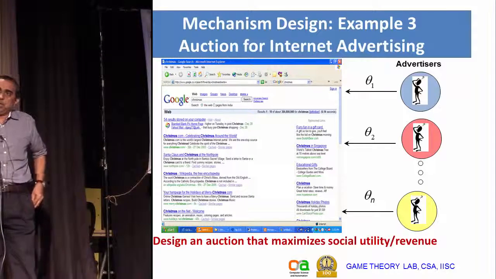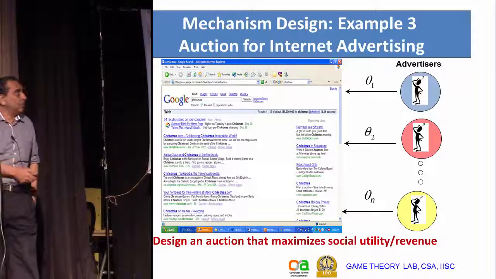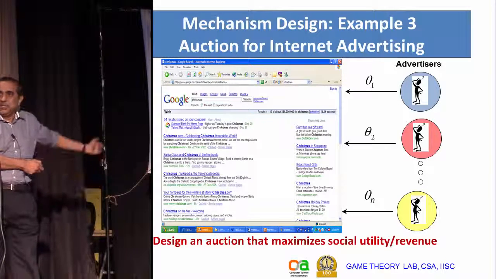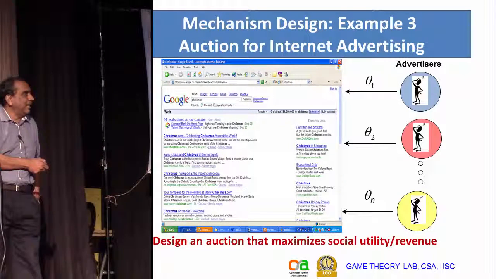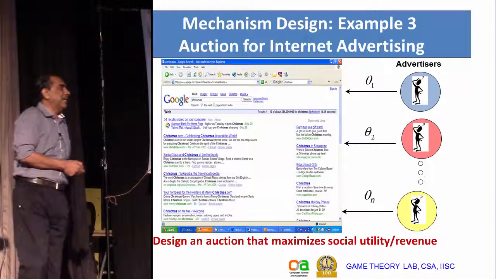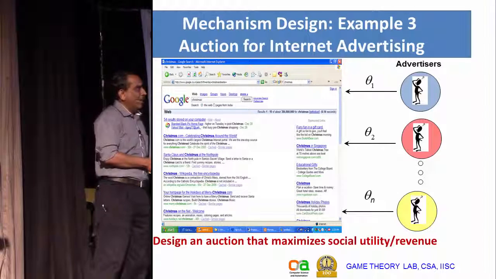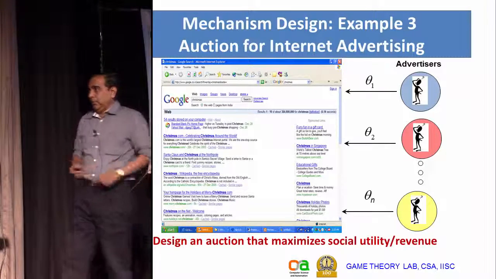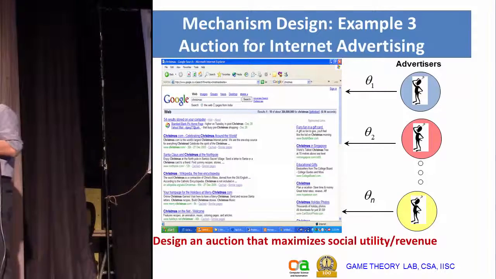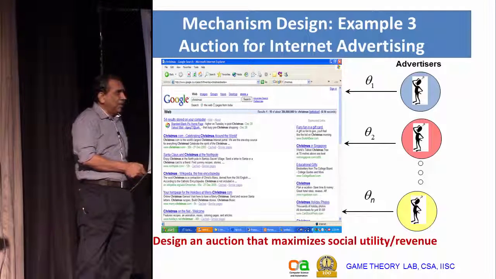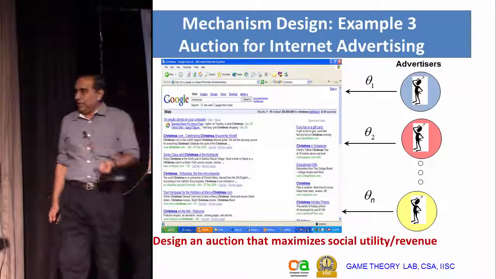A search engine like Google has the so-called keyword auction. If you type in a keyword like Christmas, which is not far away, then on the left side you get a very large number of organic links, and on the right side you get a stack of advertisers. When a user doing a search on this keyword clicks on one of these slots, that advertiser will end up paying a certain amount of money to the search engine.